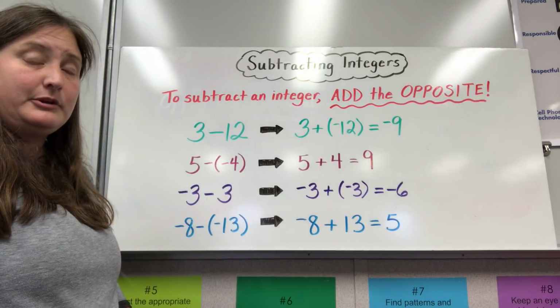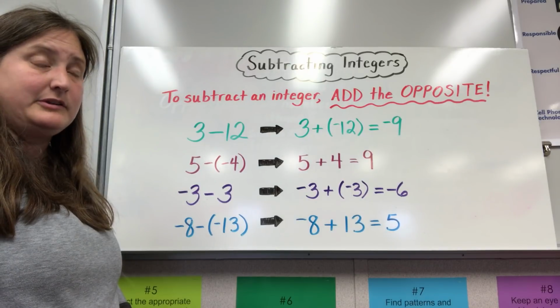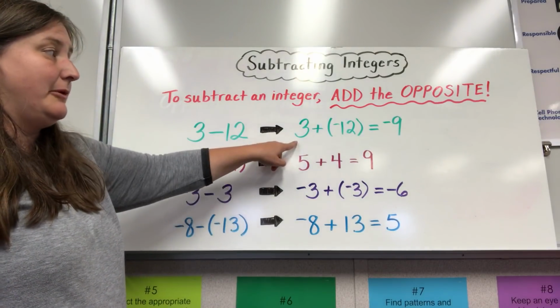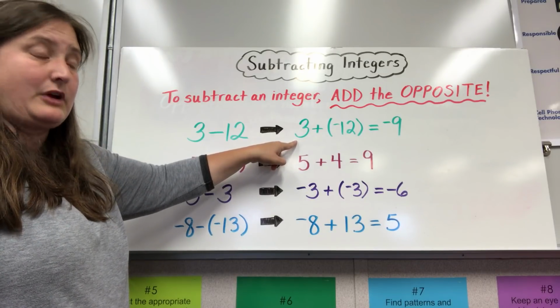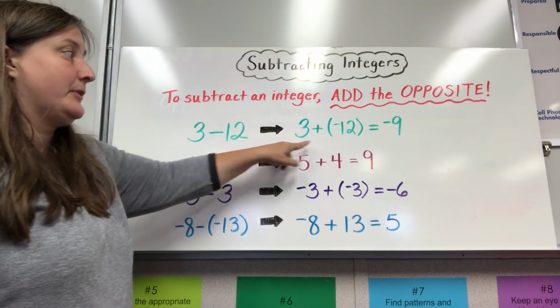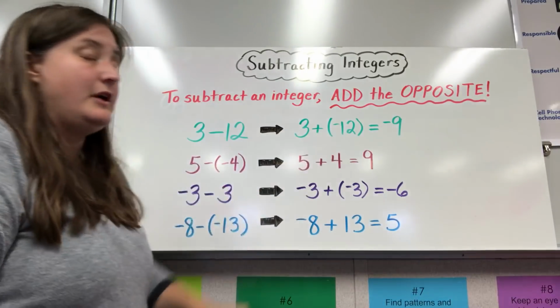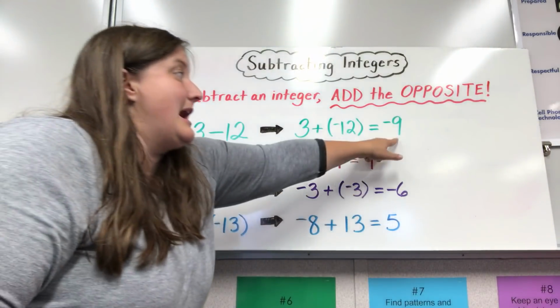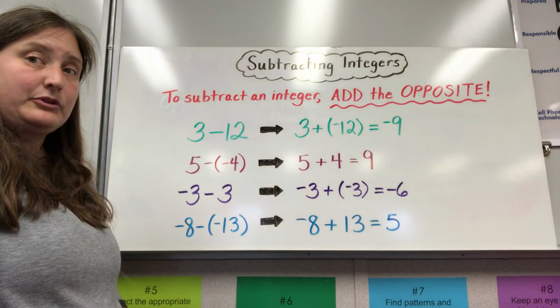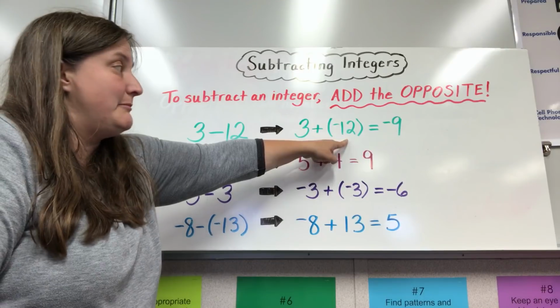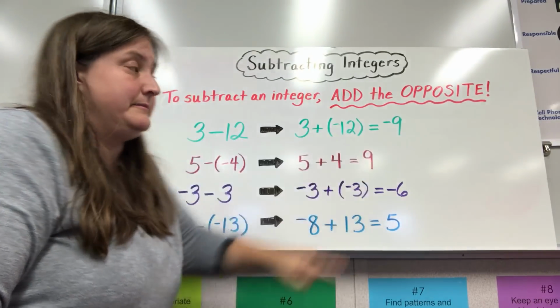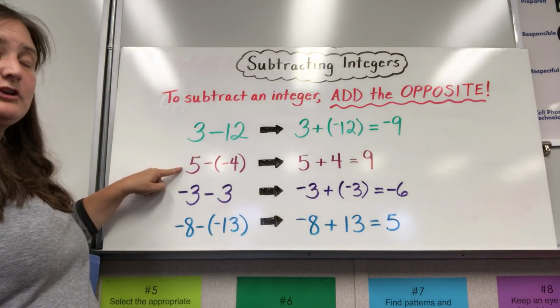Anytime we change something to an addition problem, we can now follow our addition rules. So in this problem, I'm adding two numbers that have different signs. So I'll actually subtract the absolute values. So I have an absolute value of 3 and 12. If I subtract them, I get 9. And since the number with the greater absolute value was the 12 and it was negative, my answer is negative 9.